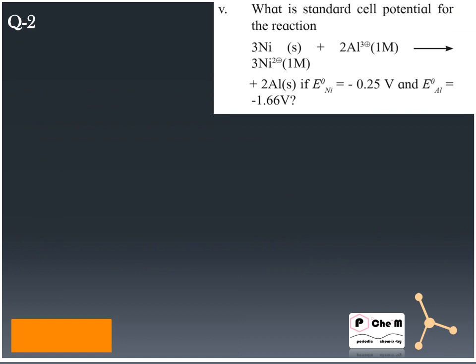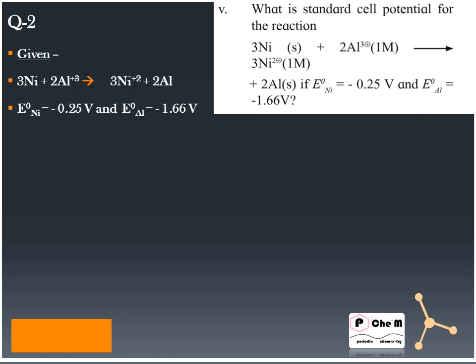Let's solve the fifth question under question number 2, Maharashtra State Board 12th Standard Science textbook. Here we need to calculate the standard cell potential for the reaction. The reduction potential of each electrode is also given. Let's see the solution step by step.